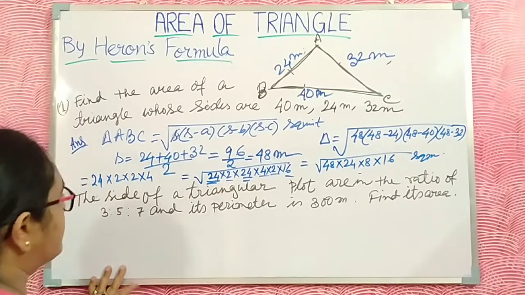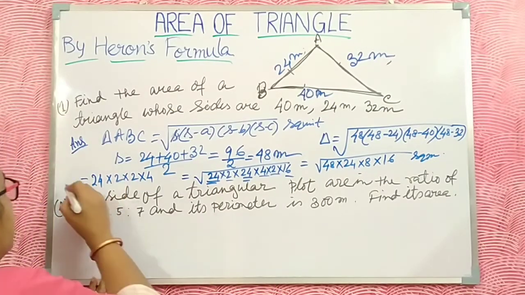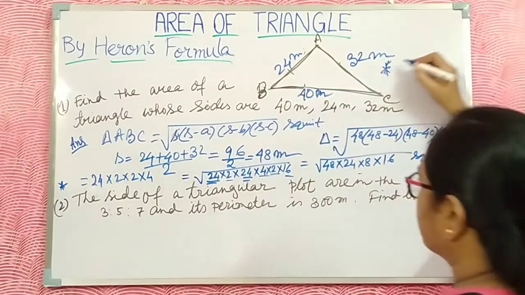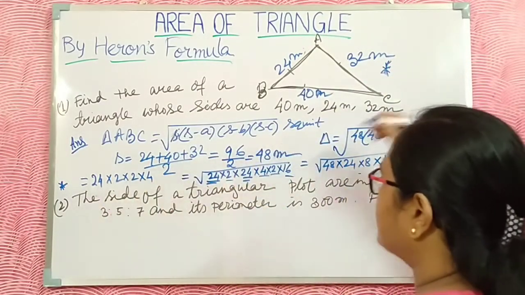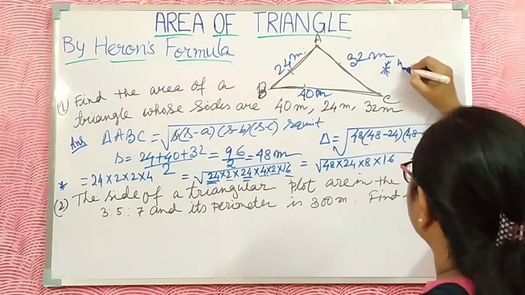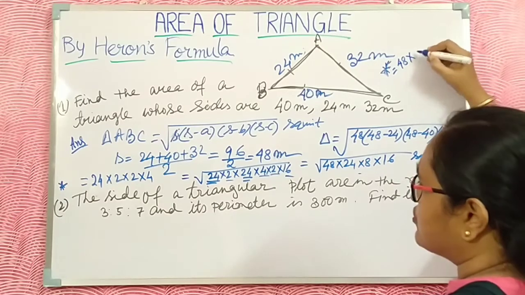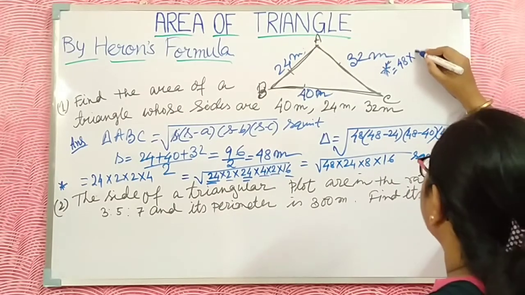Then you find the area of the triangle. Here I give a star mark and write it here also. Then this is the multiplication, 4 times 24 times 48. The area becomes 48 into 8.